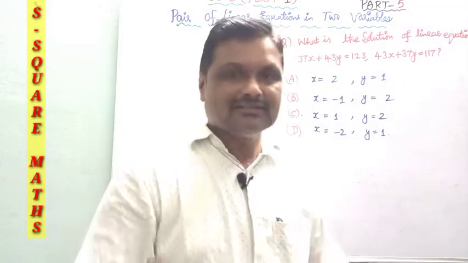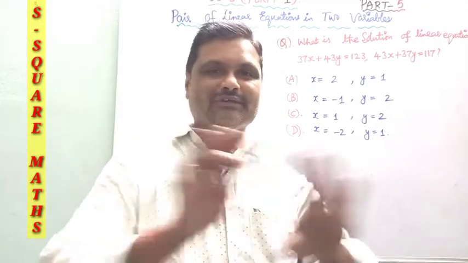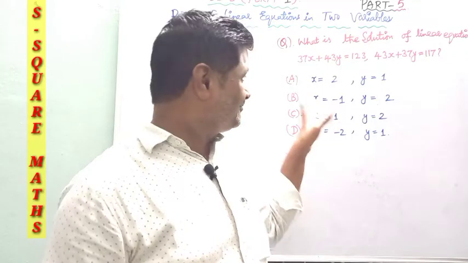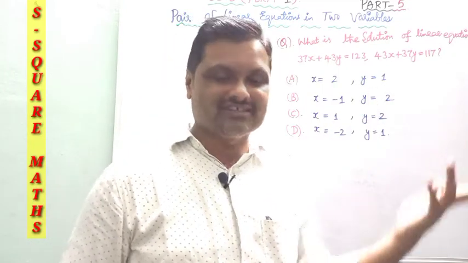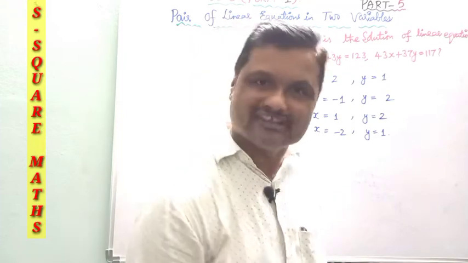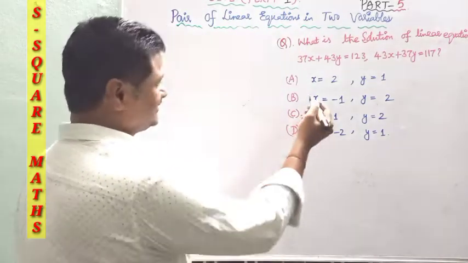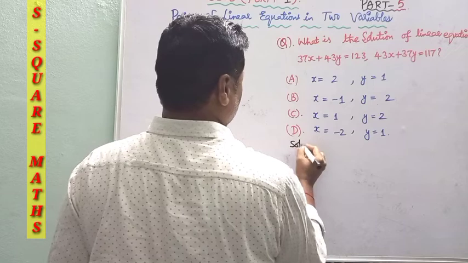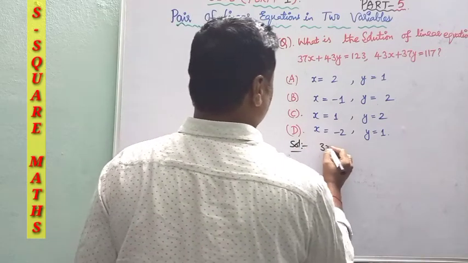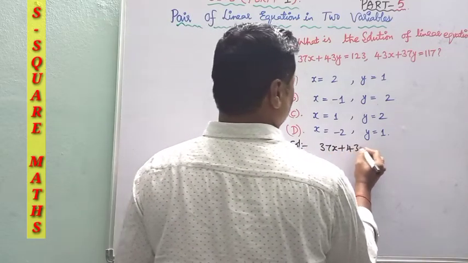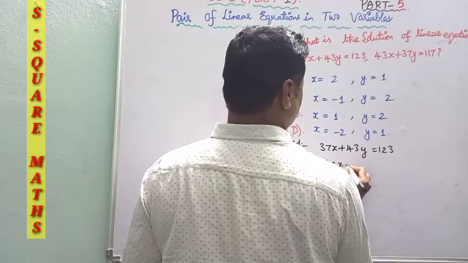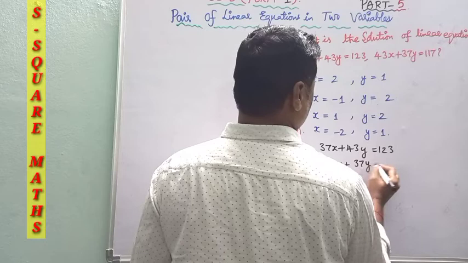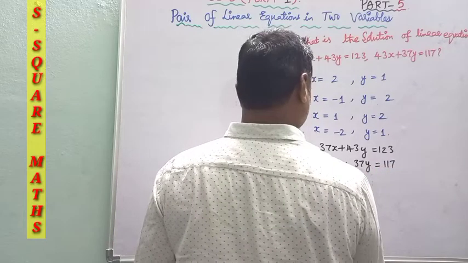Here there is no method of elimination or substitution basically. We will reduce, then we will apply. So, let us go through it. I am going through the best approach. So, the equations are 37x plus 43y is equal to 123, and 43x plus 37y is equal to 117.